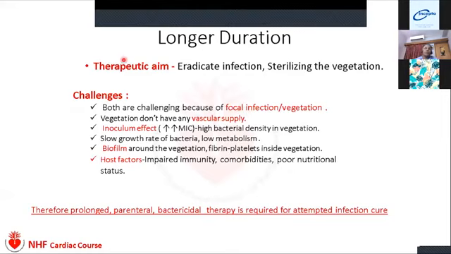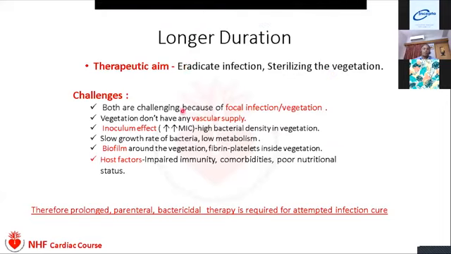Why is longer duration used? Because the therapeutic aim of our therapy is eradication of the infection and sterilization of the vegetation. But there is a challenge. What are the challenges? One is that the infection is focal. Second, the vegetation doesn't have vascularity by itself. Third is the inoculum effect. That is, the minimum inhibitory concentration needed for bactericidal effect is very high. Though in the laboratory the MIC is low, at the vegetation site the concentration of bacteria is very, very high.